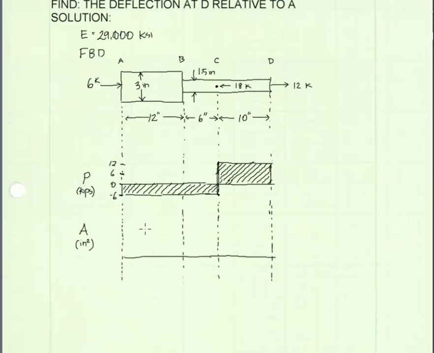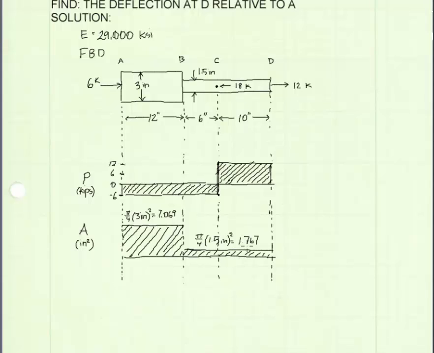The next thing I'm going to plot is the cross-sectional area, and we see that the area is constant from A to B, and the diameter is 3 inches. So I can plot as follows. The area from A to B is 7.069 inches squared. From B to D, the cross-sectional area is unchanged, and the diameter is 1.5 inches, and the area is 1.767 inches squared. Now I am ready to calculate my deflection.